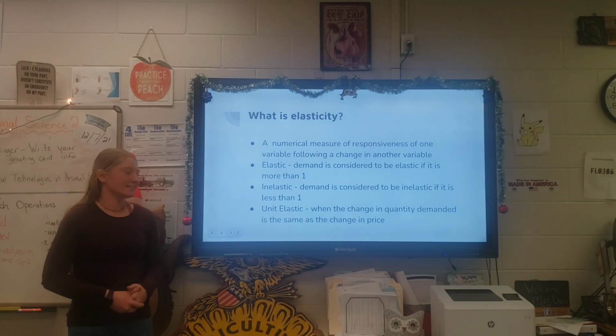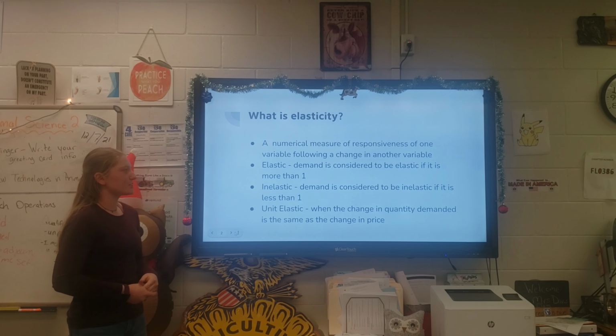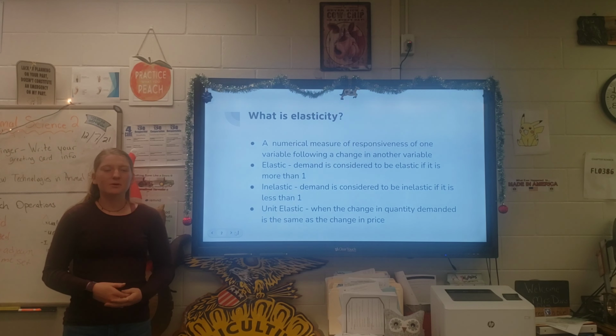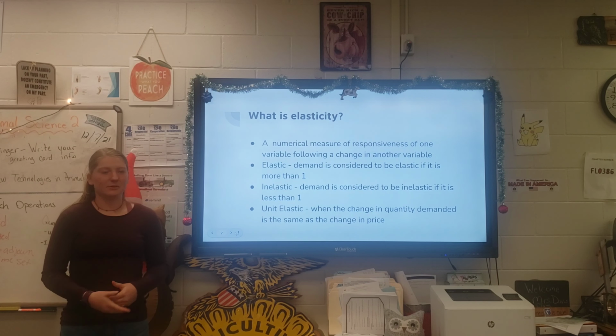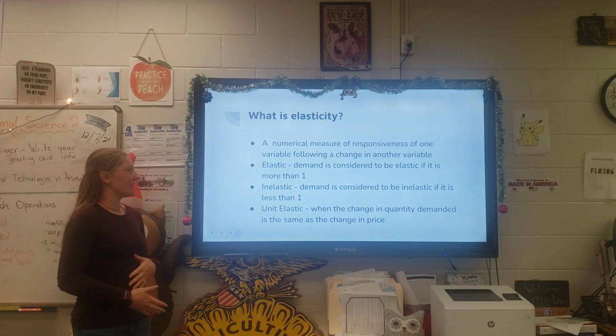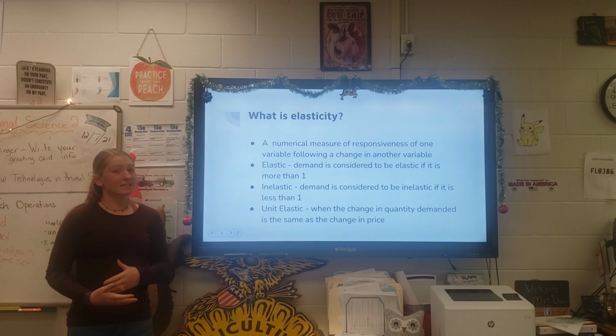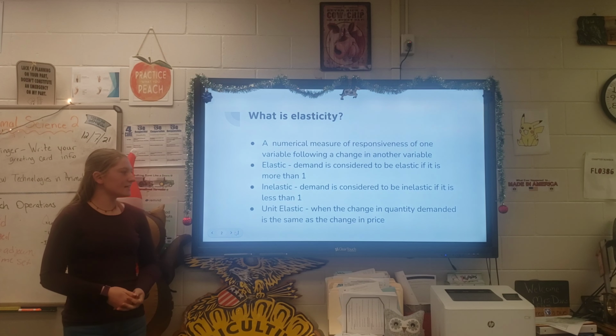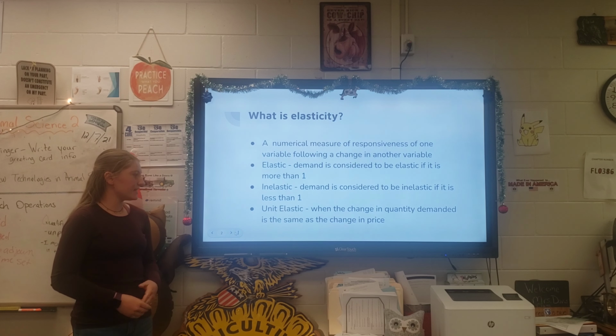So what is elasticity? It is a numerical measure of the responsiveness of one variable following the change in another variable. If something is considered to be elastic, it means that it is more than one. If something is inelastic, it is less than one. And then unit elasticity is when the change in quantity demanded is the same as the change in price.